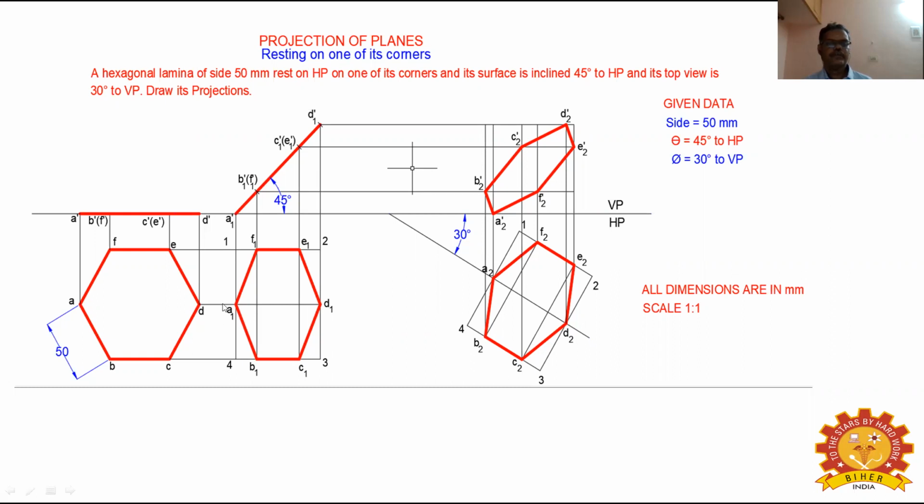Now here, I am keeping this diagonal AD in the 30-degree line. Between 1 and 4 the A2 lies. Here also between 1 and 4 the A2 lies. And you have to construct this rectangle 1, 2, 3, 4.